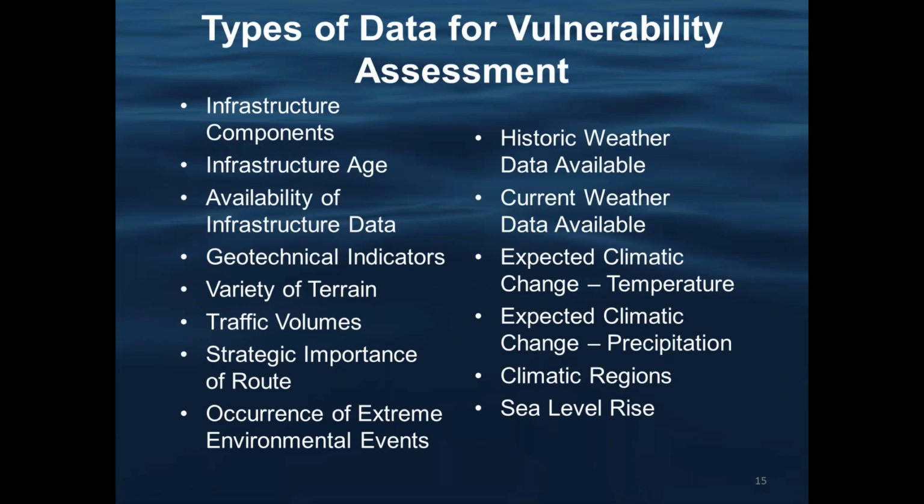Sorts of things that you look at to do a vulnerability assessment, really anything and everything that has to do with climate that's in your design. So the components, the age of the infrastructure, any availability of data. So if you built this thing 30 years ago, best you can probably do if you can't find the as-built is find the specifications and the design criteria that were not necessarily the standards that were in use at the time. Begin to look at your geotechnical indicators.